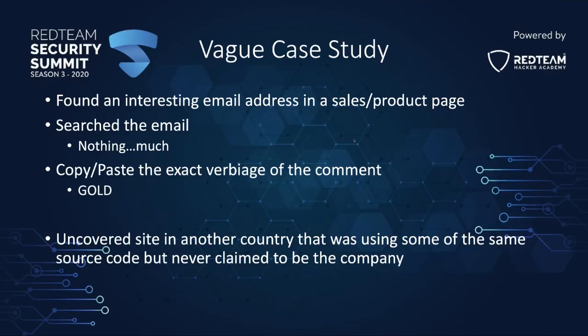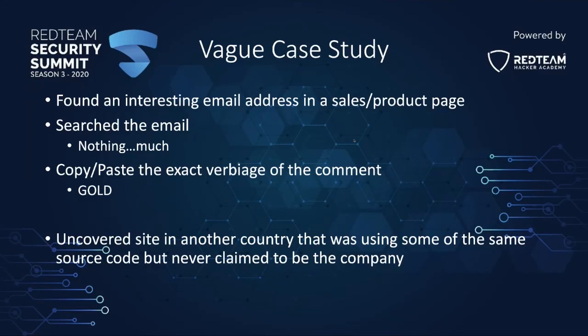I did a search of the email across data breaches and other websites. Didn't really find a whole lot of anything. But I did copy and paste the exact verbiage of the comment, and I found gold. Basically, what I found was that specific verbiage allowed me to uncover another site that was a direct clone of the organization that I was evaluating for using this dork. So as I looked through it, I compared the source code. I think the source code for the real site was like 417 lines of code. The cloned website had like 531.